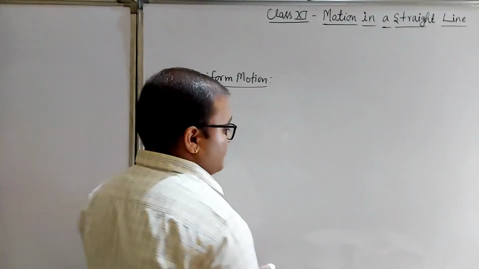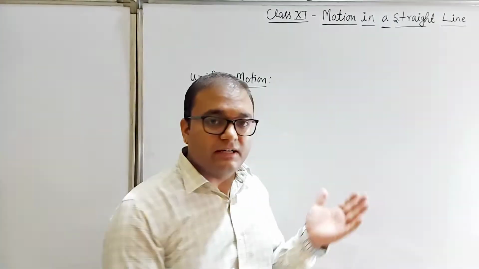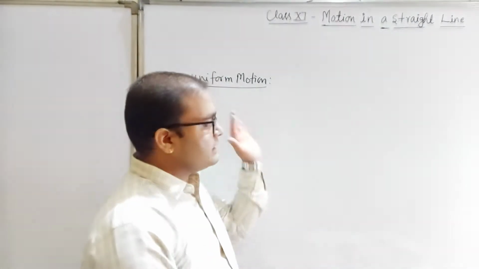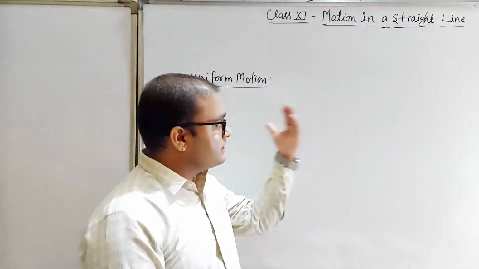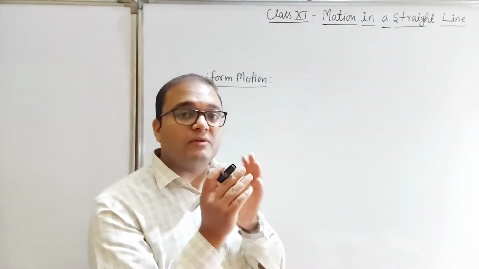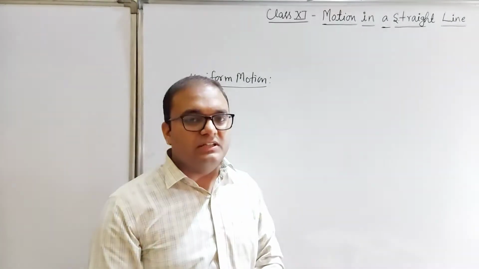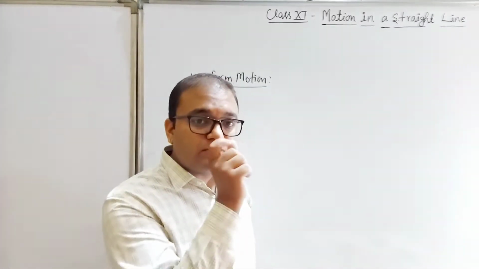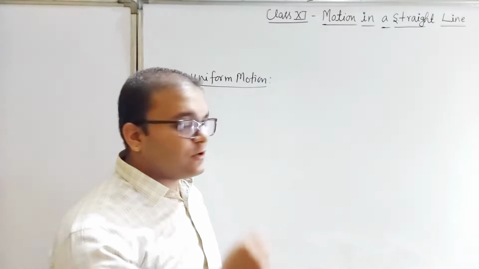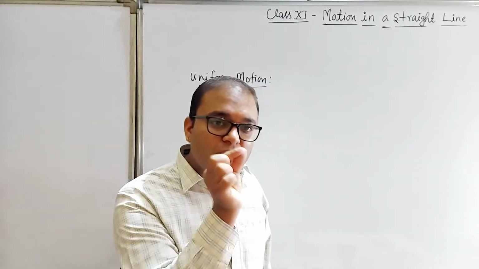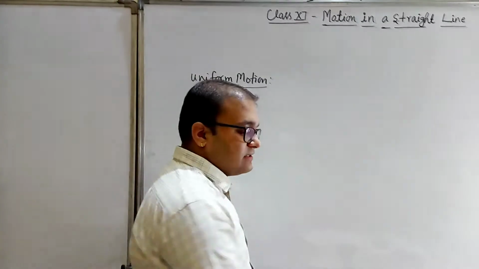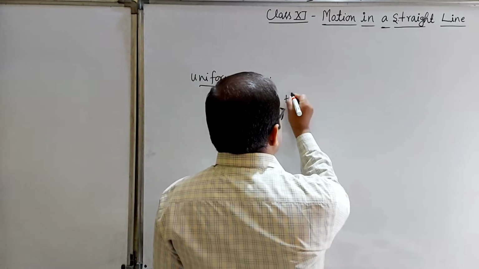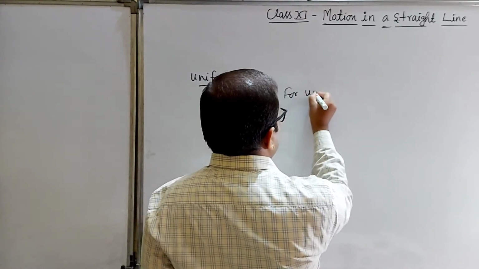You can write this down, as I already explained in the previous lecture. Definition of uniform motion: if an object covers equal distances in equal intervals of time, howsoever small these time intervals may be. It means uniform motion is considered if it applies for small time intervals also. If the object covers equal distances in very short intervals of time, then we call it uniform motion.